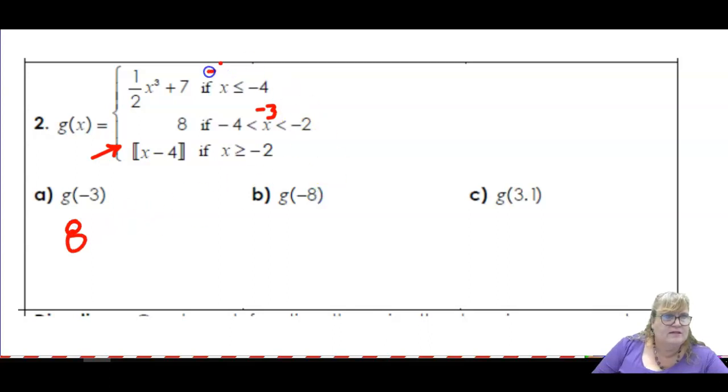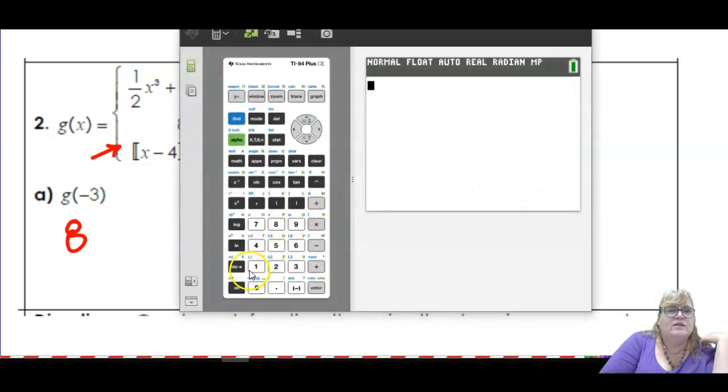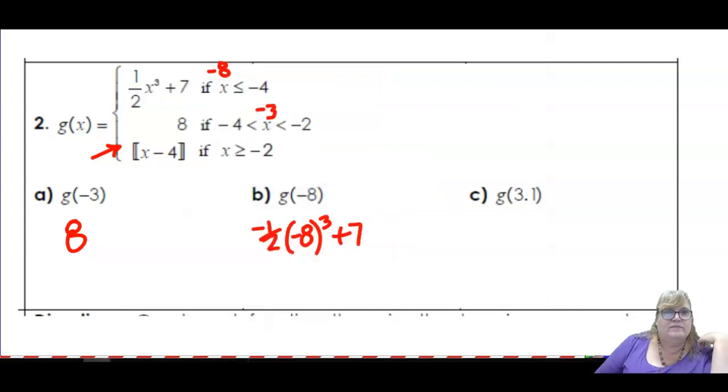-8 is less than -4. It's further to the left. So we have to evaluate this guy: 1/2 of -8 cubed plus 7. Yep, I don't know off the top of my head what -8 cubed is. I'm going to cheat and type 0.5 times -8 to the third. Now remember, a negative to the third power should still be negative. And then we had a plus 7, so I got arrow to the right. All right, that gives me a negative 249.